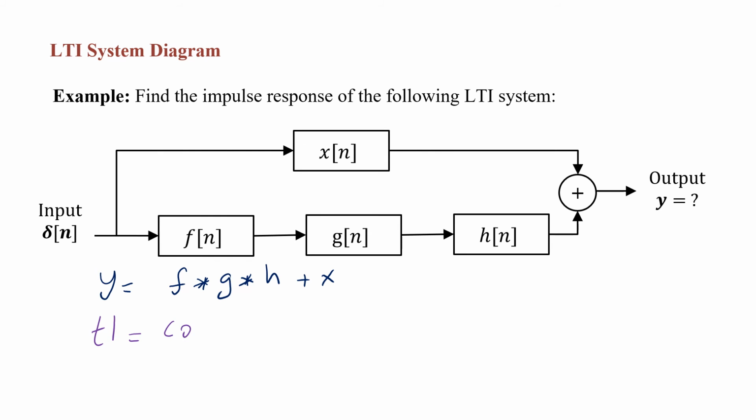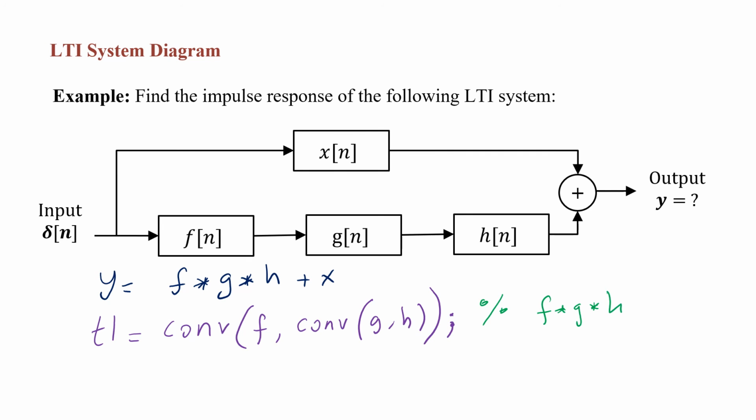It will have in it the convolution of f with the output of the convolution between g and h. So the convolution between g and h will be calculated first, and that will be convolved with f to give me f convolved with g convolved with h. You can add that as a comment saying this is actually f convolved with g convolved with h.